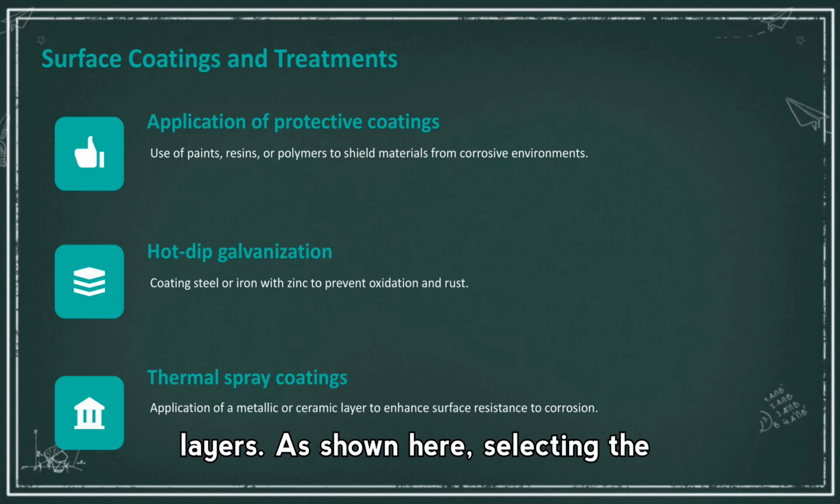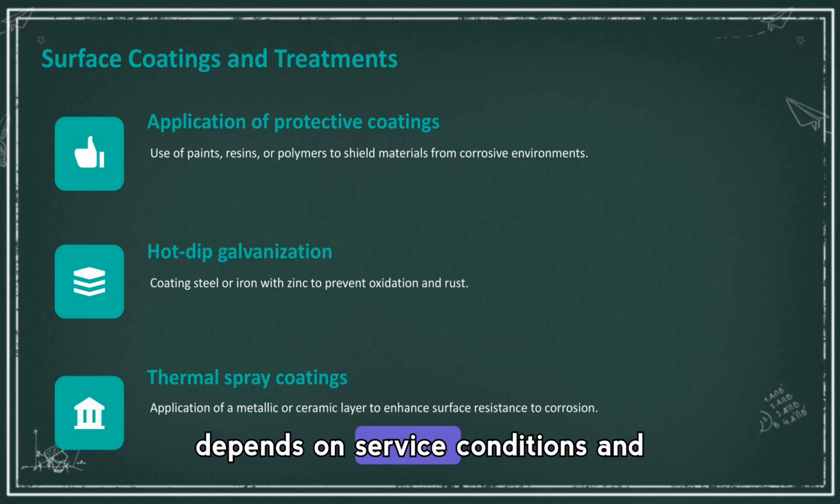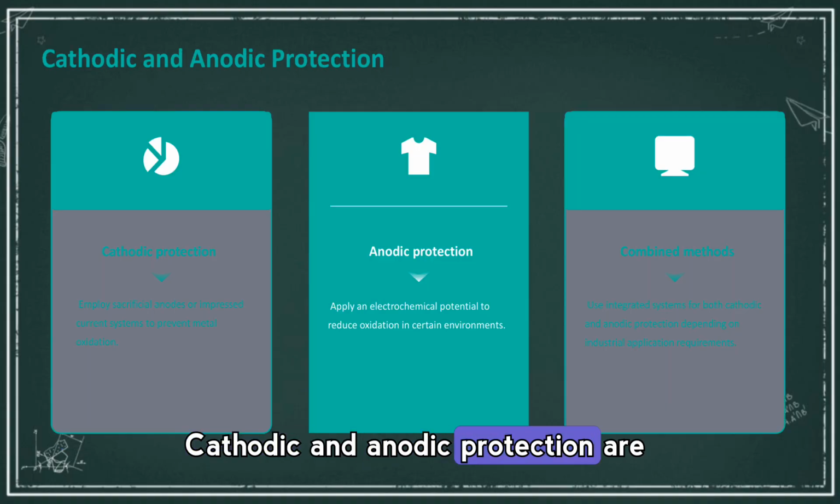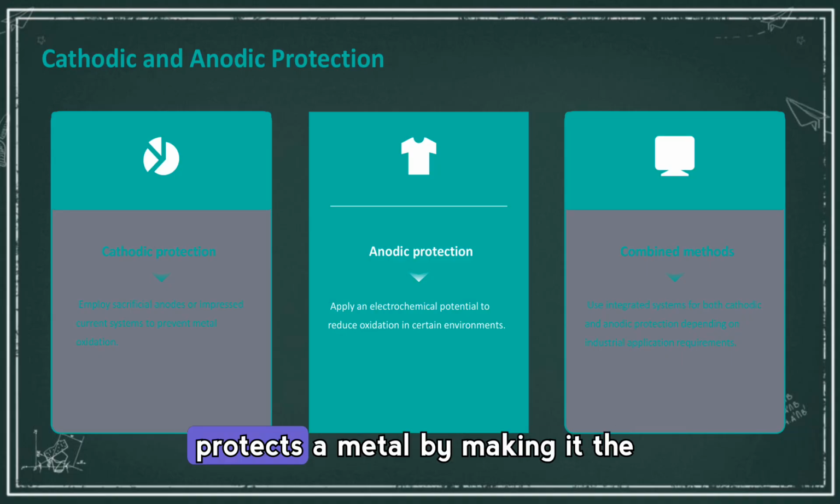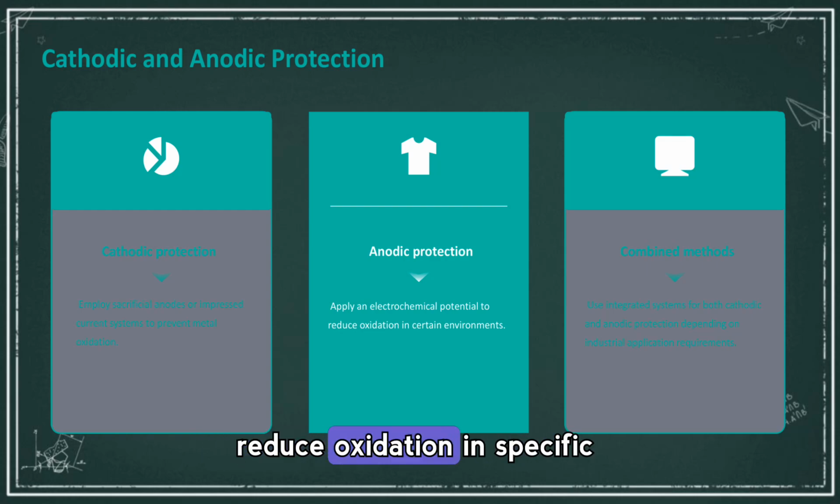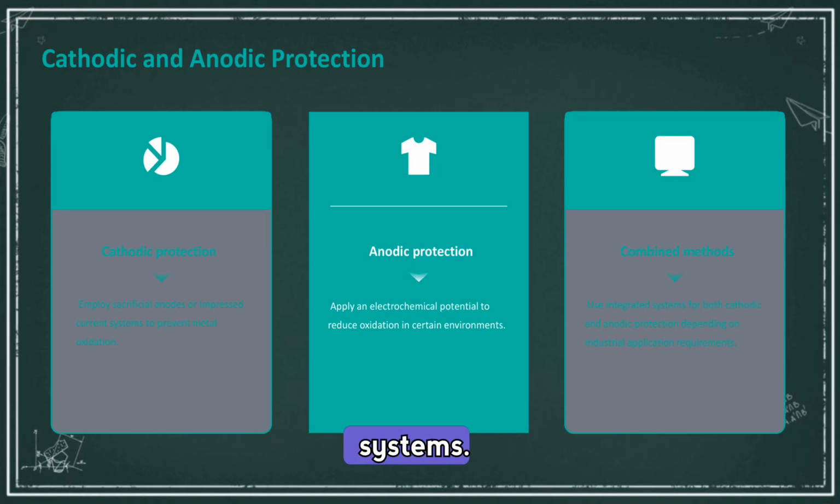As shown here, selecting the right coating and application method depends on service conditions and expected mechanical wear. Cathodic and anodic protection are electrochemical strategies to control corrosion. Cathodic protection protects a metal by making it the cathode, often using sacrificial anodes or impressed current systems, while anodic protection applies a controlled potential to reduce oxidation in specific environments. Often, a combined or tailored approach offers the best protection for complex industrial systems.